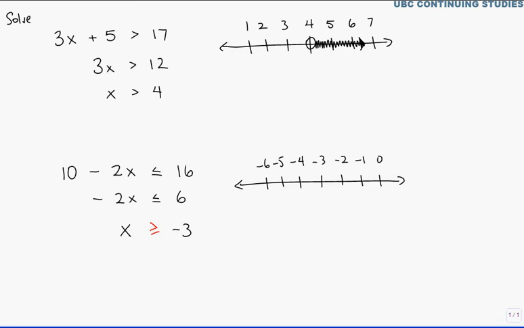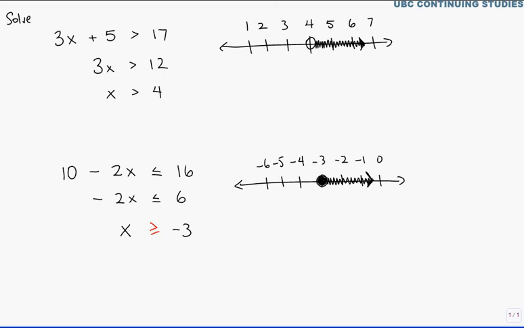So let's go down here. We'll finish this number line here. Negative 3 is the boundary value, but this time the inequality is greater than or equal to. So I can fill in that circle, because it is part of the solution. And then, since it's greater than, I'm going to the right.